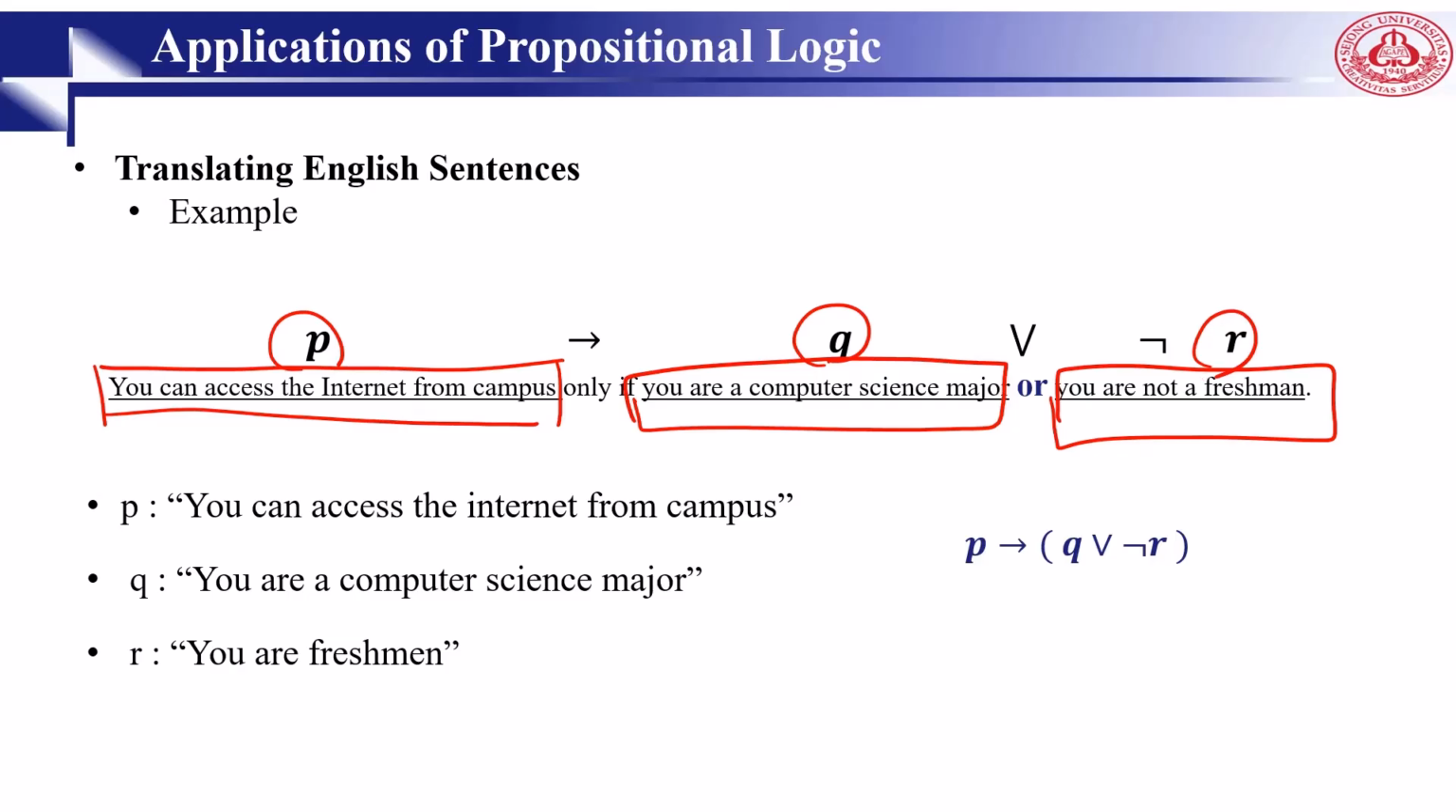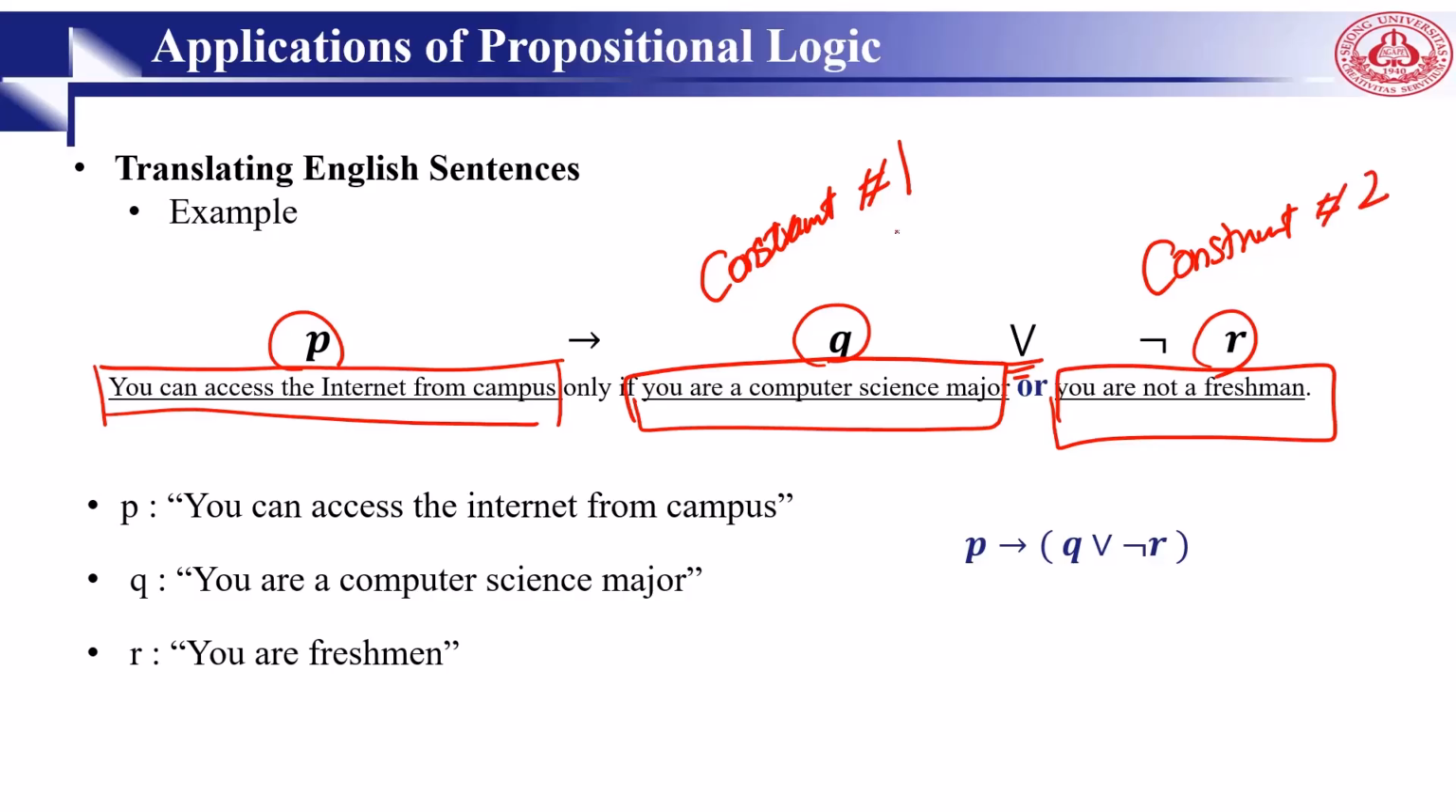We consider access to the internet as P, computer science as Q, and freshman as R. As you can see here, P depends on Q and R. Someone is computer science, independent. Someone is freshman or not, independent. But access to the internet from campus depends on Q and R, right? So, if we say this P, P implies Q or R. Or means, this is called constraint number 1, and this is constraint number 2.